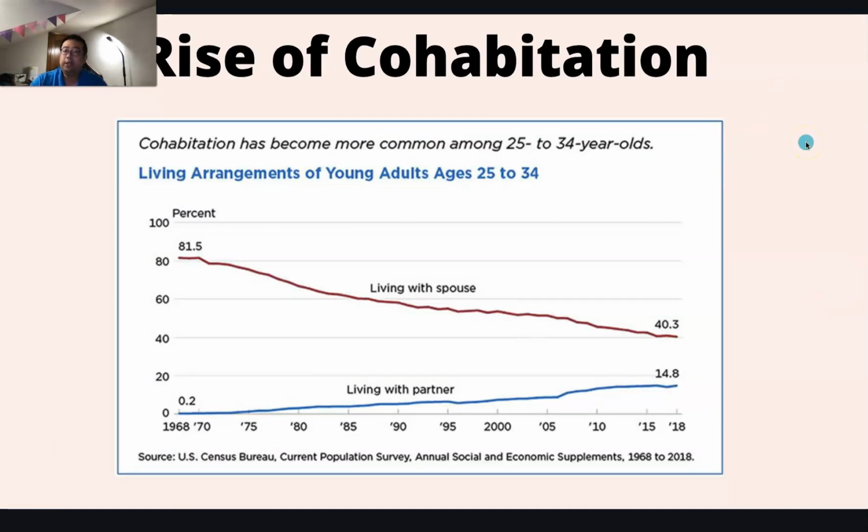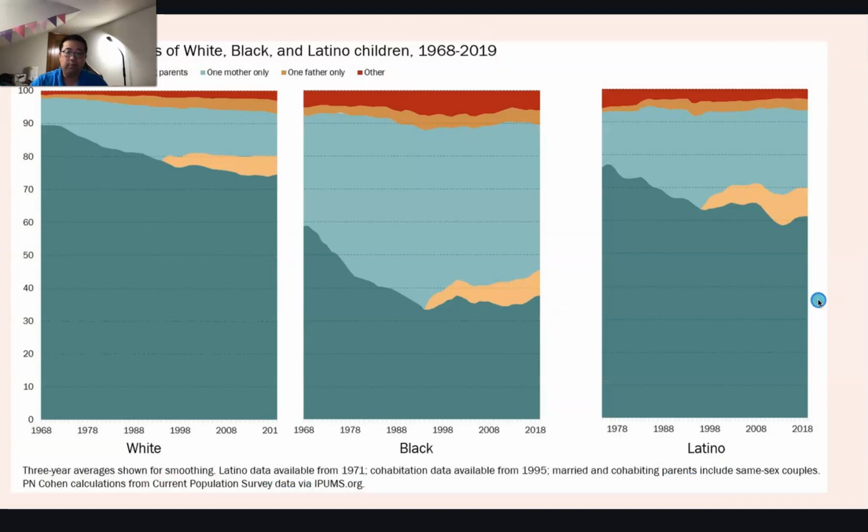And the rise of cohabitation. Cohabitation is a very good alternative form of union formation compared with marriage. And we can see that living with a partner is increasing more and more compared with living with spouses in formal marriages. And looking at the living arrangements of white, black or African American, and Latino children, we can see many differences in married parents, most likely among whites compared with African Americans and Latinos, and in cohabiting partners and one mother only, right? For one mother only, the widest proportion is among African Americans and Hispanics, and then whites.